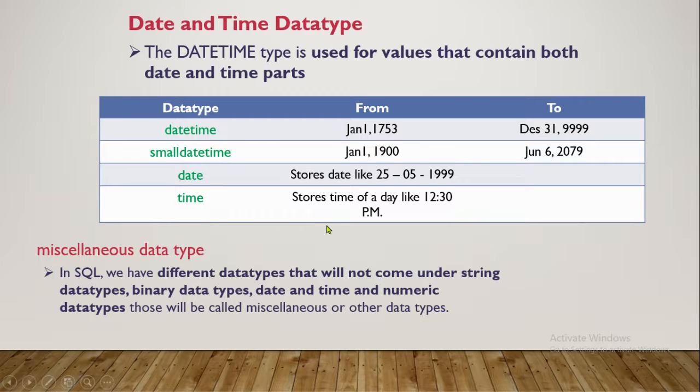Till then, wait and watch. Now, miscellaneous data types. In SQL, we have different data types that do not come under string data types, binary data types, date and time, and numeric data types. Those are called miscellaneous or other data types. Sometimes we have data that does not come under any of the earlier data types, so we have to go to miscellaneous data types so that we can store it.